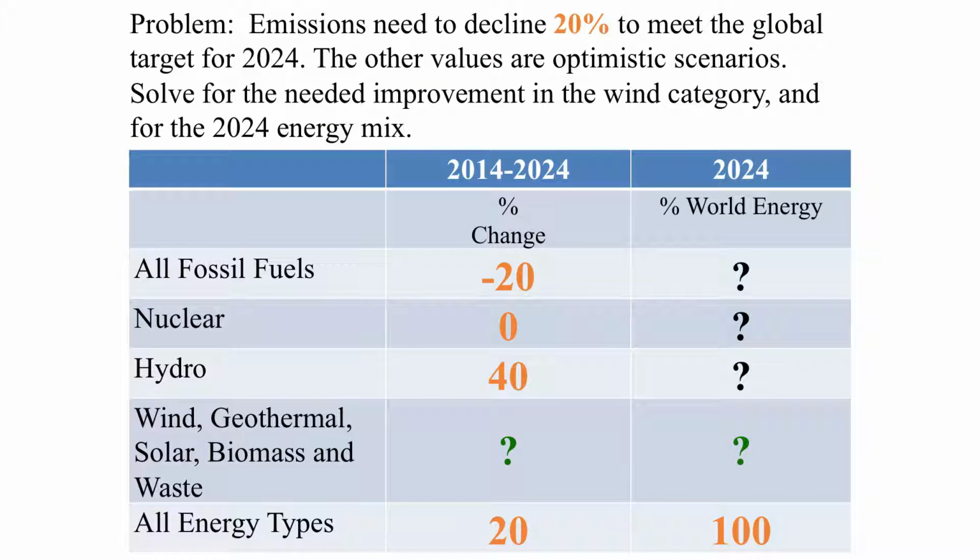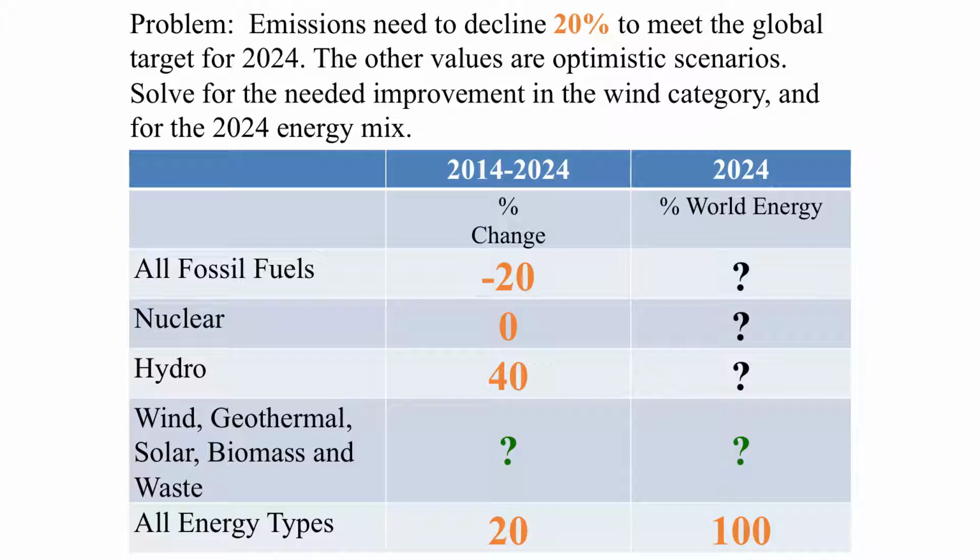I give them a problem, and the problem is to figure out what the energy mix needs to be to remain within the carbon budget over the next decade. So for 2024, in the decade 2014 to 2024, how much growth do we need in that wind category in order to remain within the carbon budget? And so there's the question they get. And I give them data in order to do the math, working with percentages and arithmetic to solve this problem.